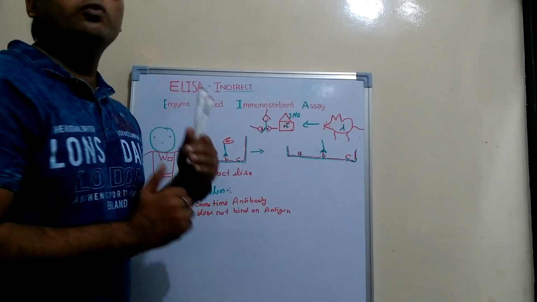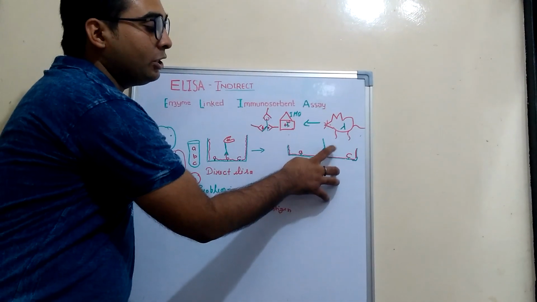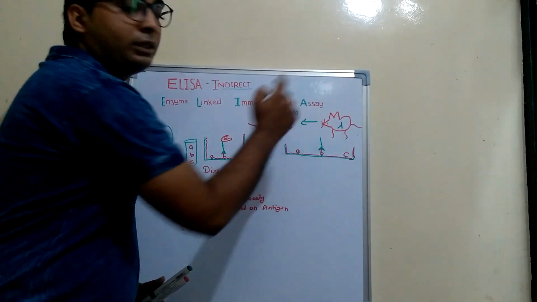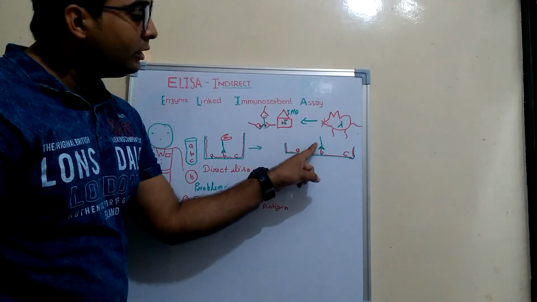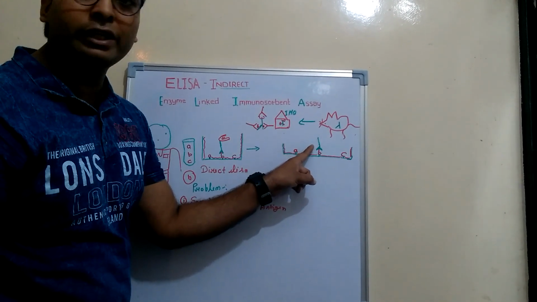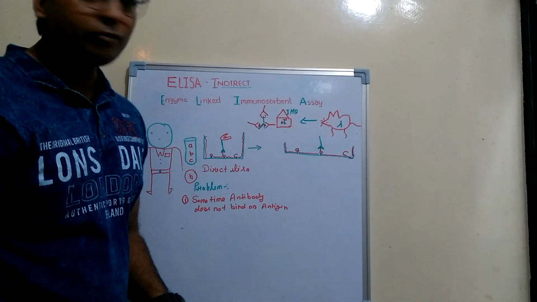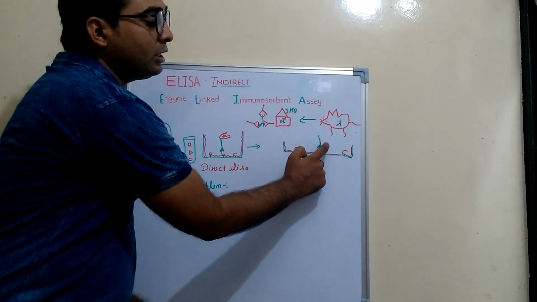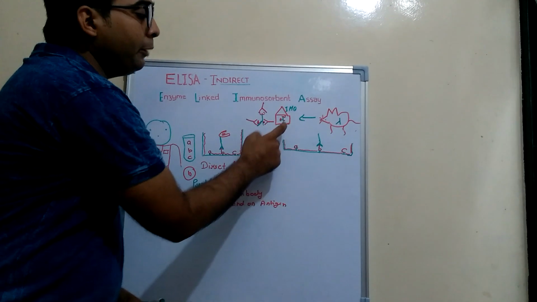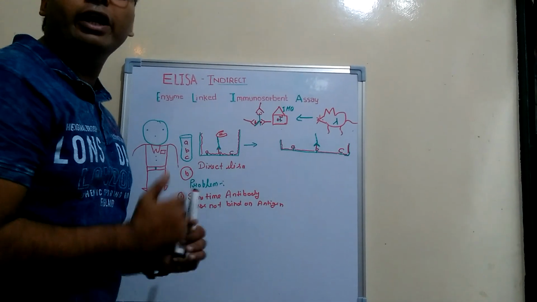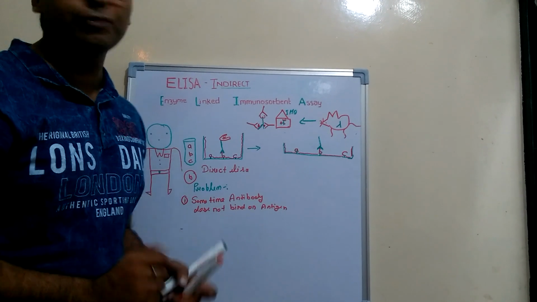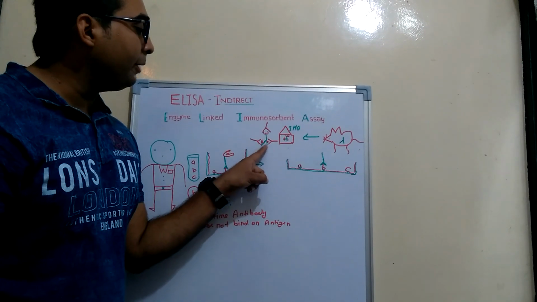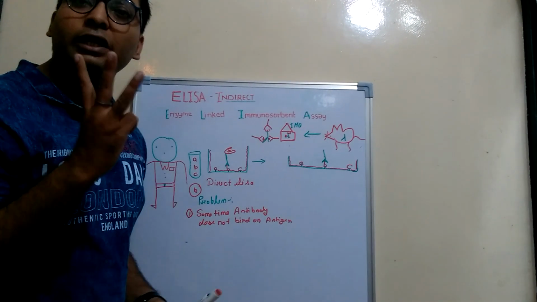Now, what will happen next? I will take this primary antibody and insert it in a mouse. Think about it: this is the immune headquarter of the mouse. When I insert this primary antibody in the mouse, the immune headquarter of the mouse will generate 3 different types of antibody, because this primary antibody has 3 epitopes.